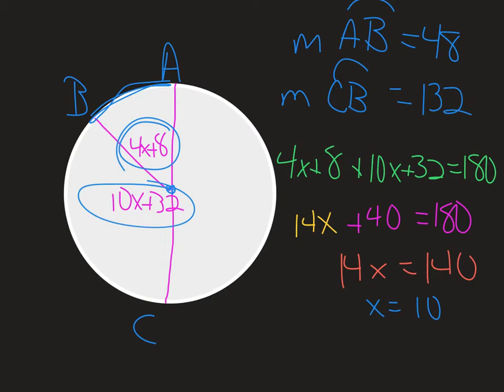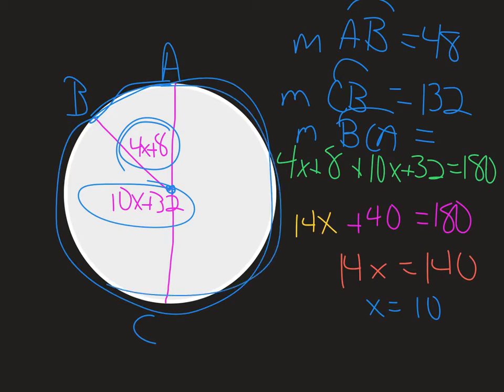What if I wanted to know the measure of arc BCA? That would be this measure over here. I could do it two different ways. One way would be to take the measure of arc CB and add 180 to it. Another would be to take 360 and subtract 48 from it. Either way, we would get to the same answer.